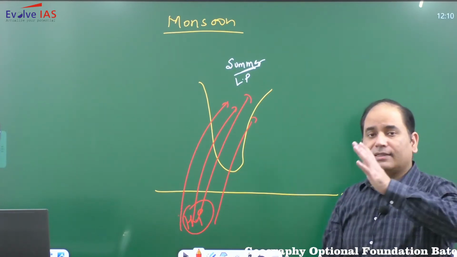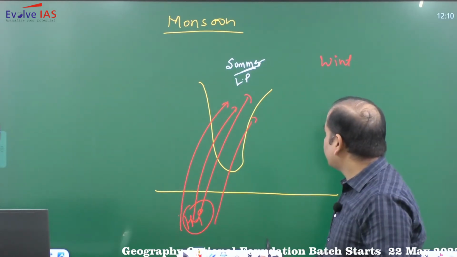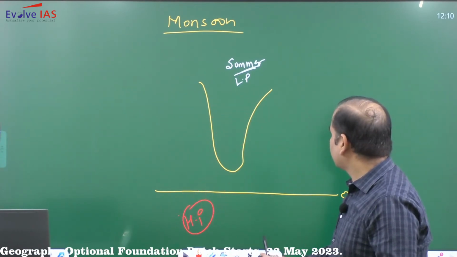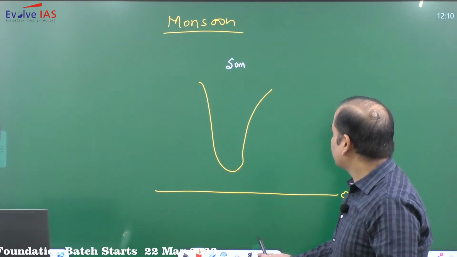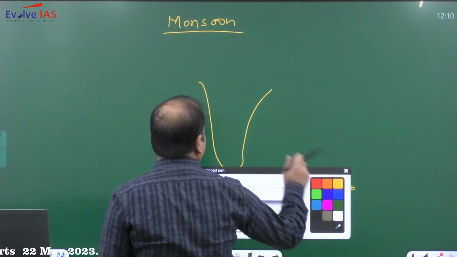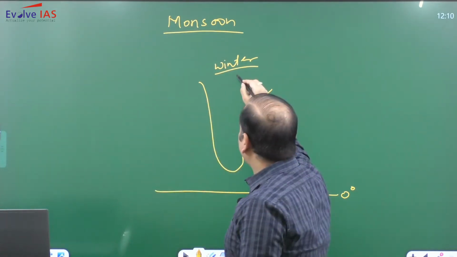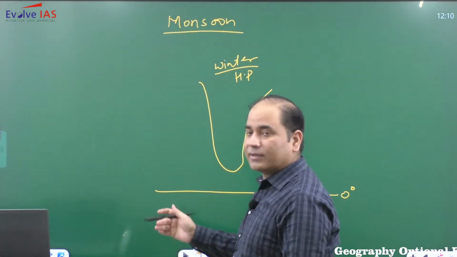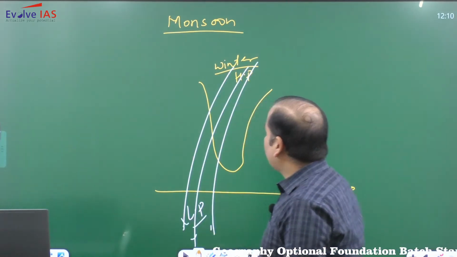Now in winter's duration, so during winter time what will happen? During winter, land will be more intensively cooled. Intensively cooled means here you will have high pressure, whereas the ocean will be comparatively warm. So here you will have low pressure. Now the wind will blow from the land to ocean.